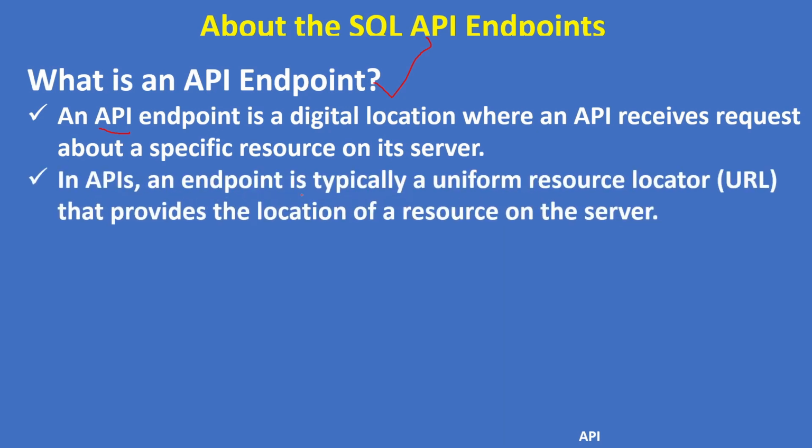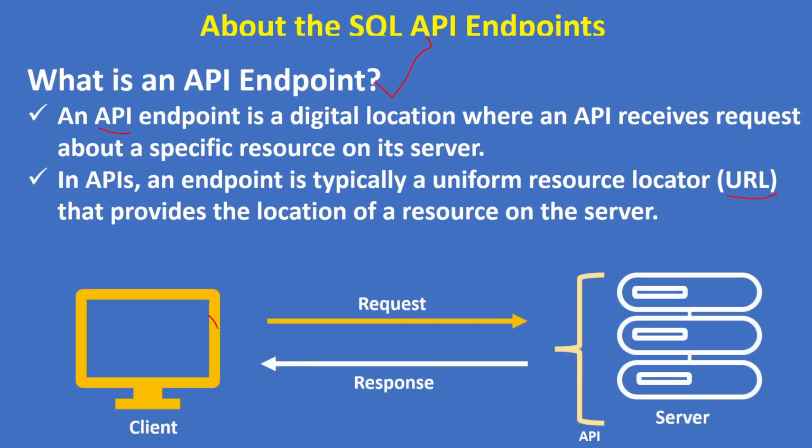In APIs, an endpoint is typically a uniform resource locator, called a URL, that provides the location of a resource on the server. If you see the diagram below, assume that this is the client. From the client, we will send the request to the server and the server sends back the response to the client. So this entire process is done through the API. We are going to use the SQL API to read the data or send requests to the Snowflake server, or Snowflake data warehouse.